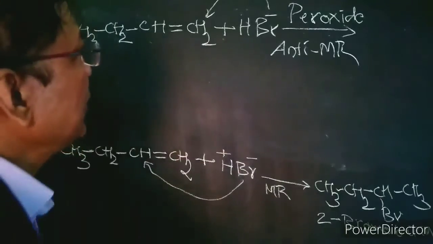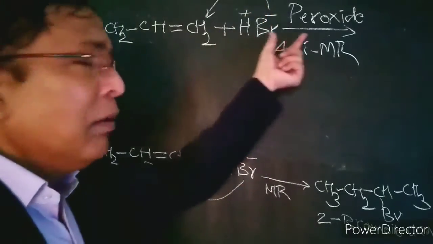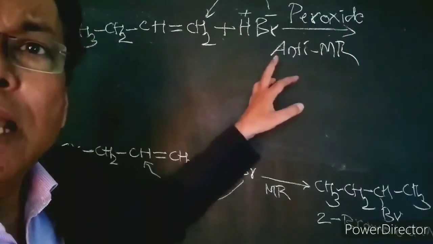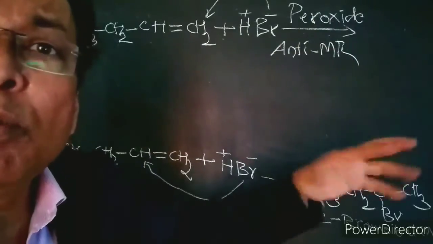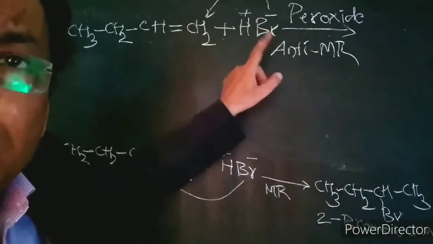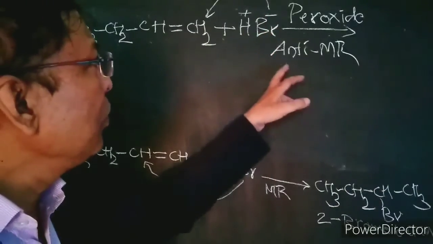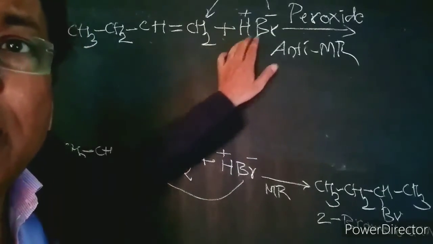Most of the students get confused that when we use peroxide with HCl, they think that peroxide is present and the anti-Markovnikov rule may take place. But they forget that the anti-Markovnikov rule holds good only when there is HBr and peroxide.